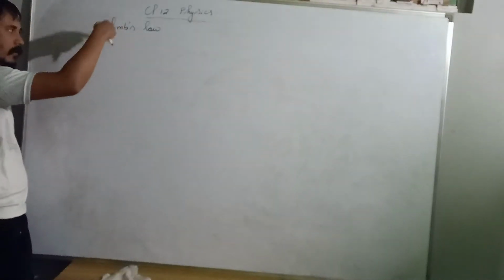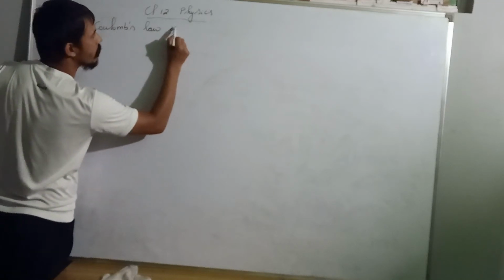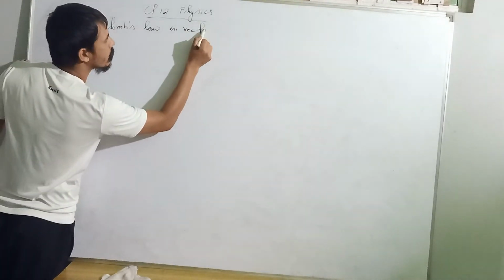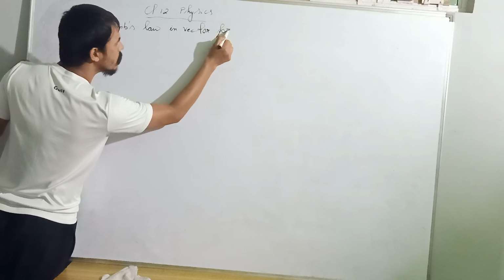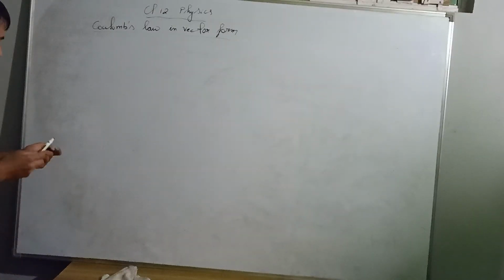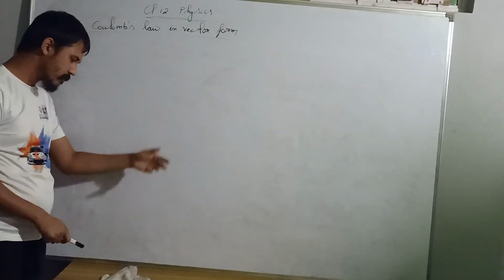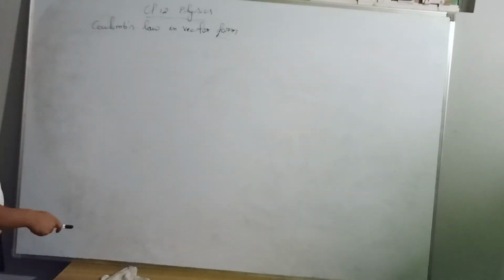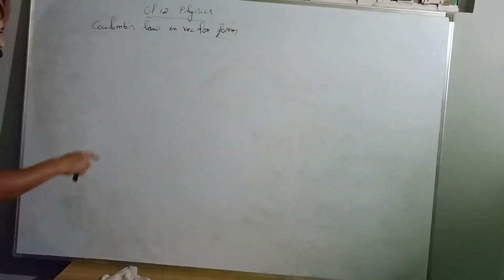So we're going to study Coulomb's law, but this time in vector form. Vector form means we will know in which direction the force will act. Is it okay? Then you need to remember some concepts of vectors. You've studied them in class 11; I've uploaded so many videos on vectors. You need to know about the unit vector.